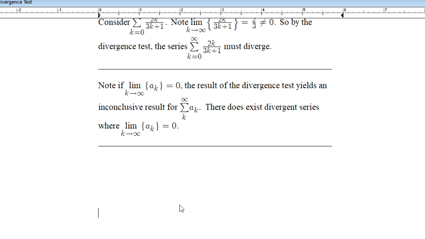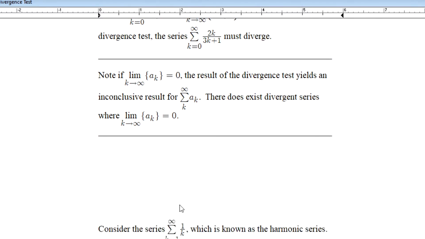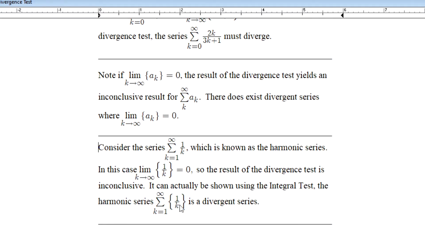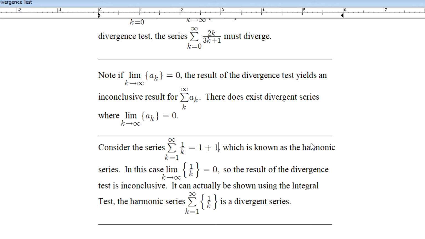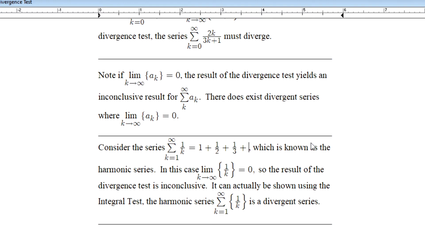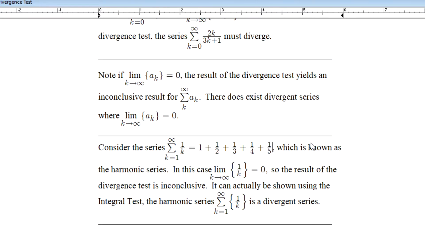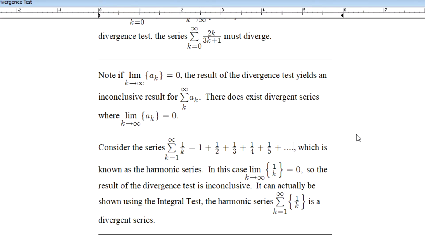One of these cases for this divergent series where this limit equals 0 and the divergence test gives an inconclusive result is the case for what we call the harmonic series, right? The series from k equals 1 to infinity for the argument 1 over k is known as the harmonic series. This is actually the series equivalent to 1 plus 1/2 plus 1/3 plus 1/4 plus 1/5 and so forth. This is what's known as the harmonic series.